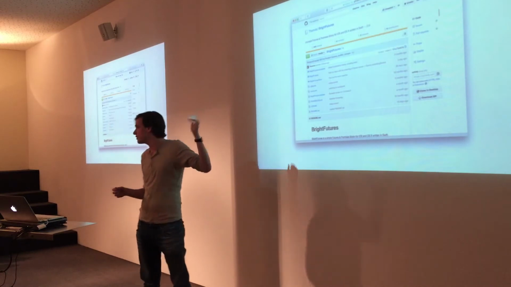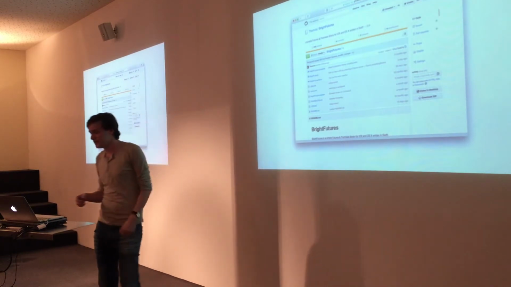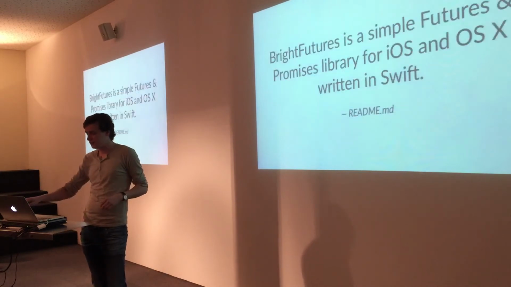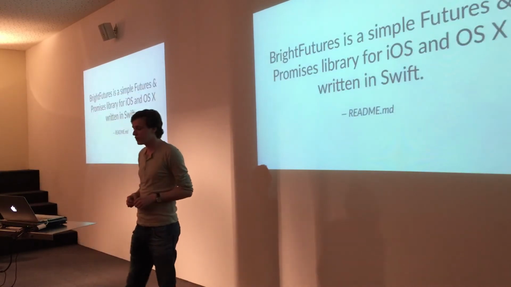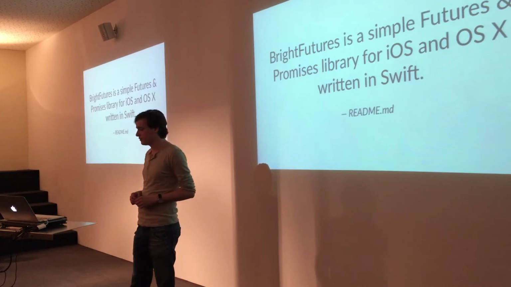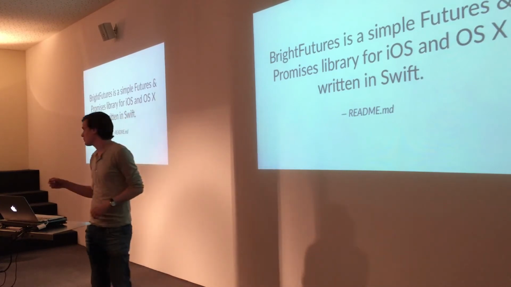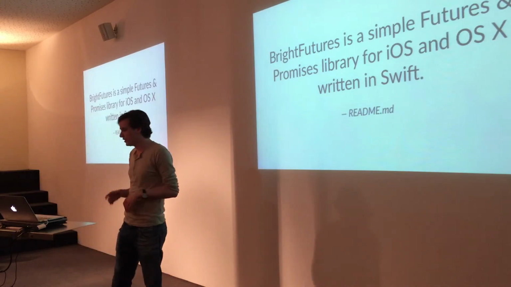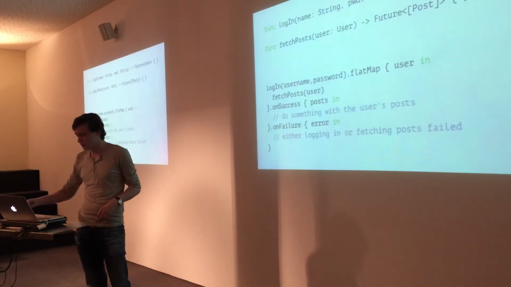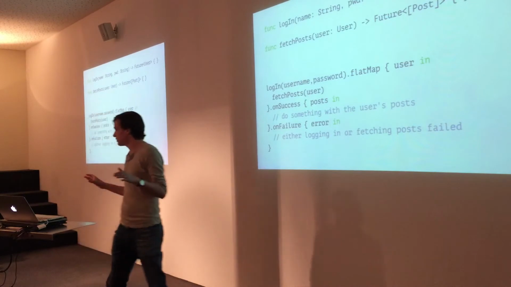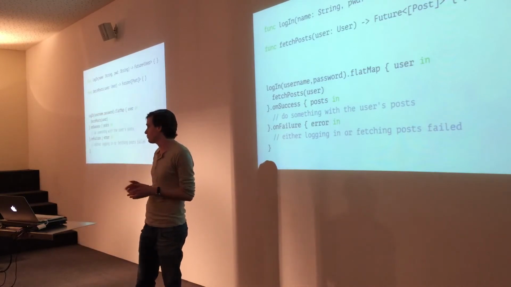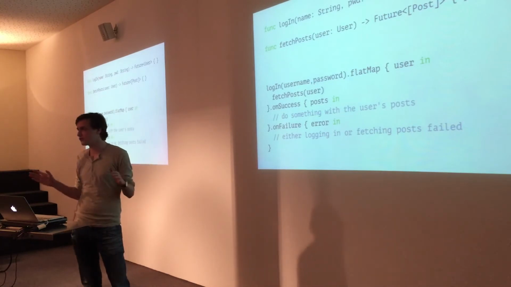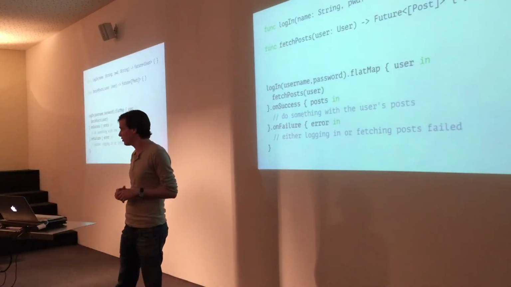So this is BrightFutures. It's an open source project on GitHub, and it's a simple futures and promises library for iOS and OS X written in Swift. At least that's what the document says. So before I talk about what it is and more in depth, I just want to show it to you. Everything is going to be in Swift, but Swift is out for almost a year now, so we're all doing Swift, right? So lots of Swift code. I hope you can follow along.